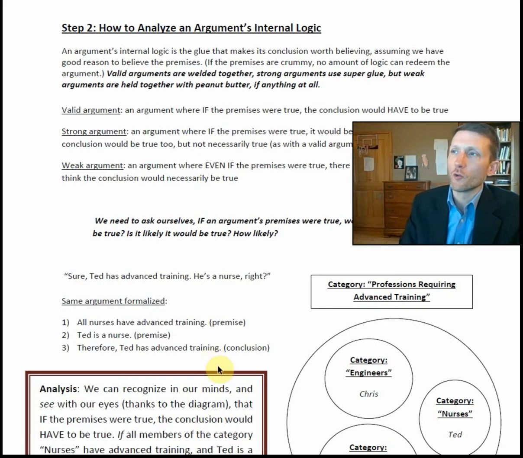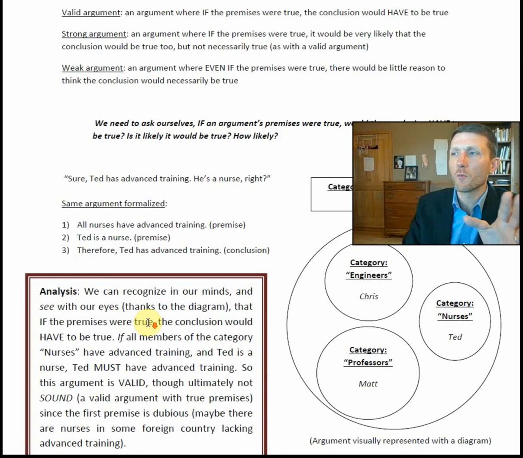Now, here are some technical terms. A valid argument is an argument where if the premises were true, the conclusion would have to be true. And these are arguments that typically involve all statements. And here's an example down here. All nurses have advanced training. That's a premise. Ted is a nurse. The premise. Conclusion: Ted has advanced training. You've got a broad statement about all nurses.